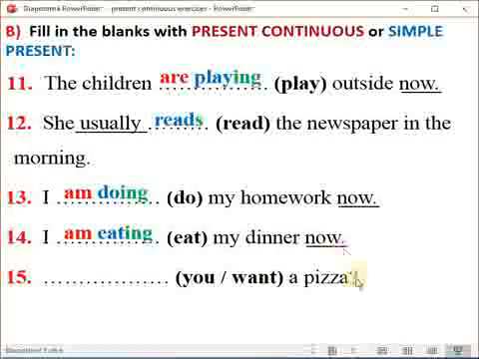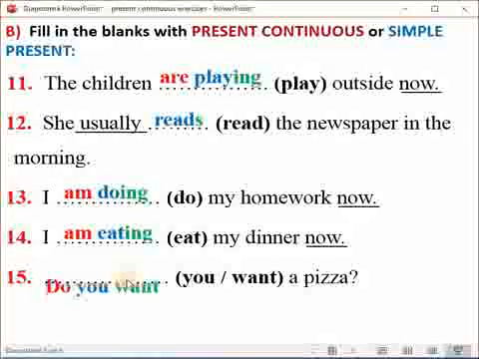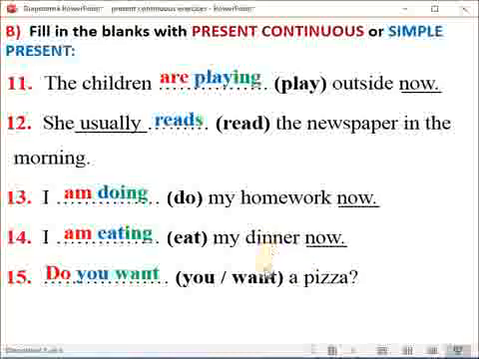Affirmative interrogative form, because we have a question, so do or does plus subject plus infinitive verb. Here the subject is you, so we are going to start with do plus the subject you plus infinitive verb want. So do you want a pizza? Do you want a pizza? Okay, this is the interrogative form.